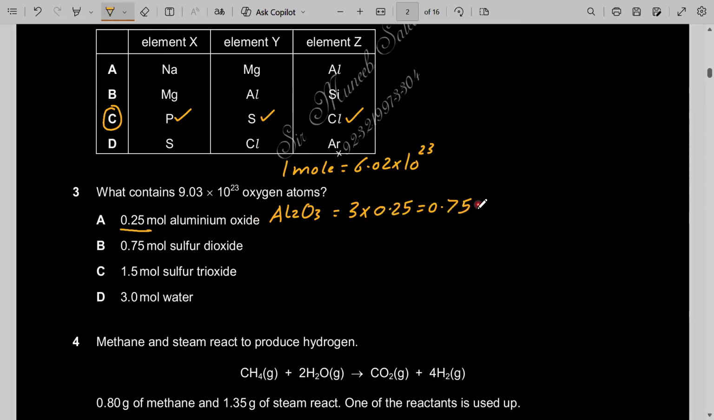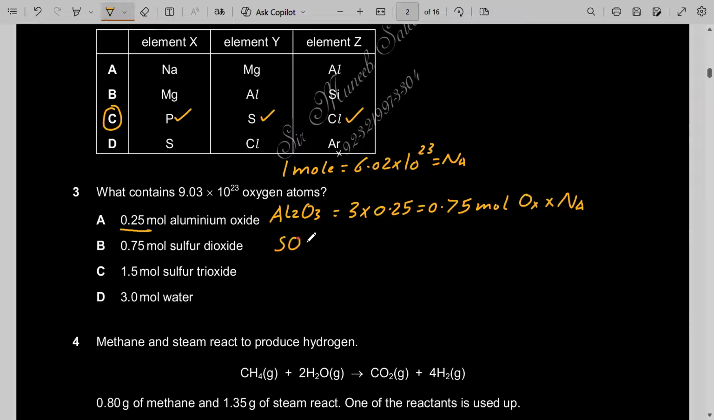So 0.75 mole of oxygen will be multiplied with Avogadro's number, which is 6.02 × 10^23. I can write over here, it is equal to Na value. Okay, similarly do for the B part, sulfur dioxide.